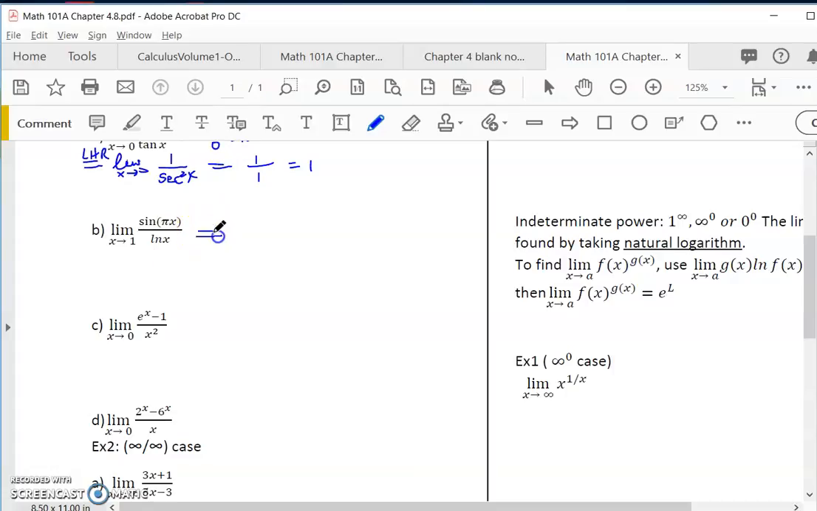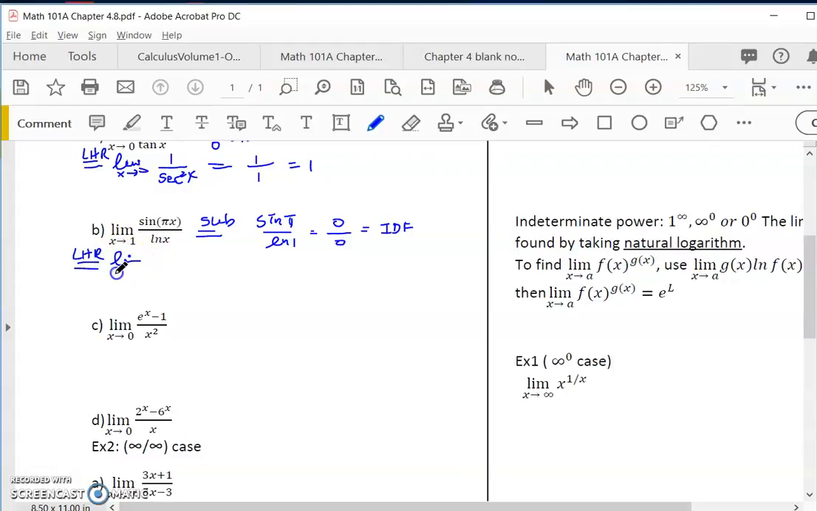What about this? Let's do the direct substitution. That would be sine pi over ln 1. We know ln 1 is 0. Sine pi is 0. It is 0 over 0, indeterminate form. So we can do L'Hopital's rule.